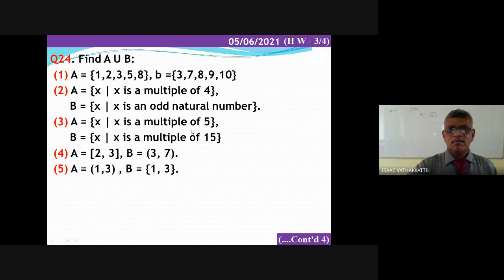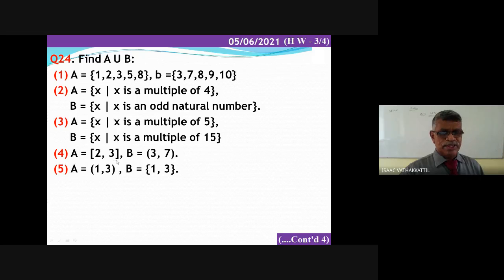And the third one: when I write multiple of 5, it contains multiples of 15. Simply you write the set of all X such that X is a multiple of 5. It contains the union.